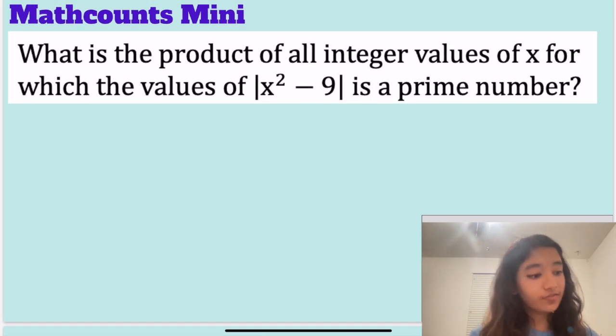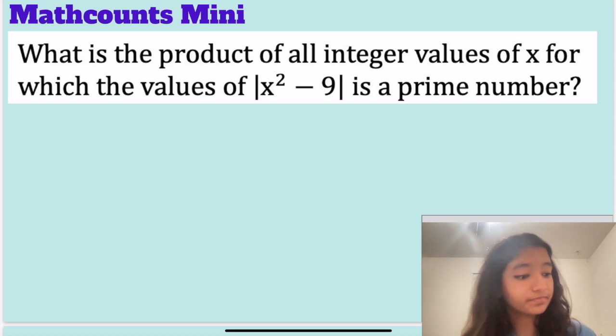What is the product of all integer values of x for which the absolute value of x squared minus 9 is a prime number? So this time they give us the difference between two squares, because we know x squared is a square and 9 is a square, and we're looking for the difference between these two, and we should then factor it.